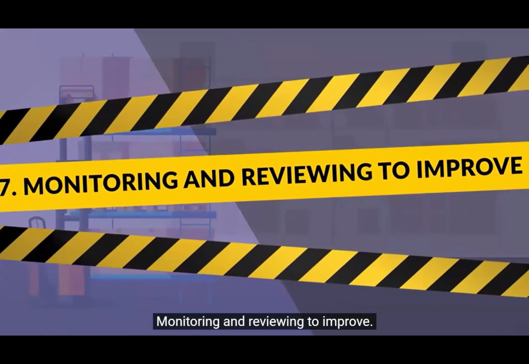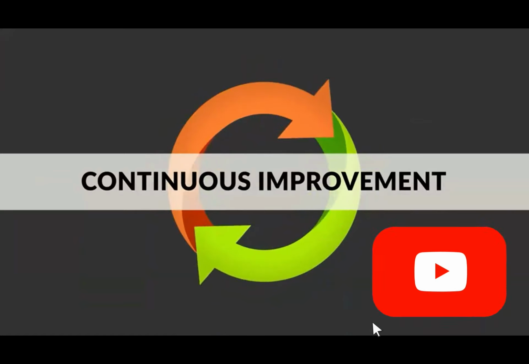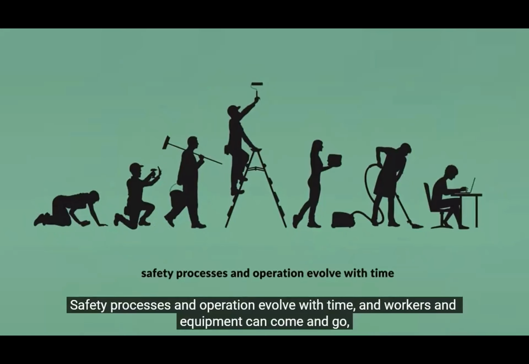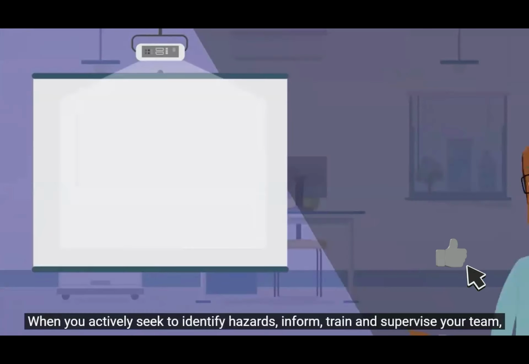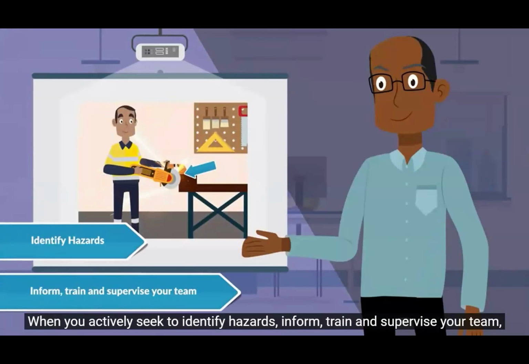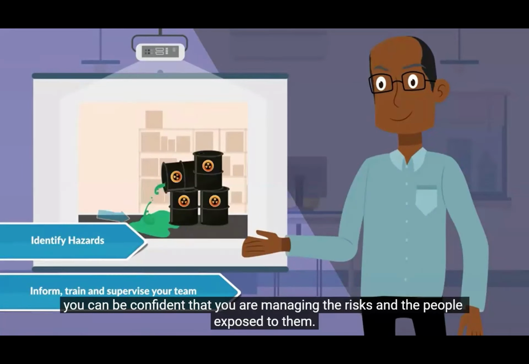Monitoring and reviewing to improve. Managing and improving health and safety needs to be ongoing. Safety processes and operations evolve with time, and workers and equipment can come and go, changing the risks in your workplace. When you actively seek to identify hazards, inform, train and supervise your team, you can be confident that you are managing the risks and the people exposed to them.